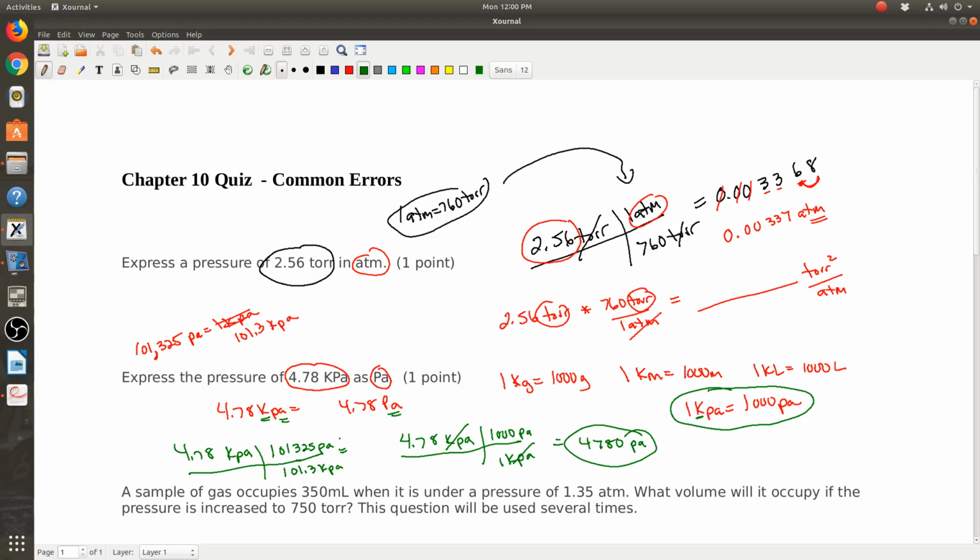That would have been 4.78 times 101,325 divided by 101.3, and I get 4,781.17, and then I would have to look at significant figures. 3 sig figs, 1, 2, 3 sig figs, so it rounds to 4,780 again. This 1 goes away, but you have to replace it with a 0 because that 8 has to stay in the tens place.